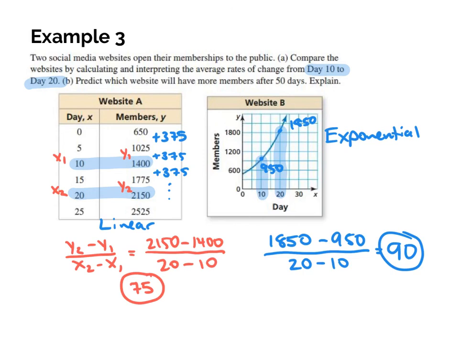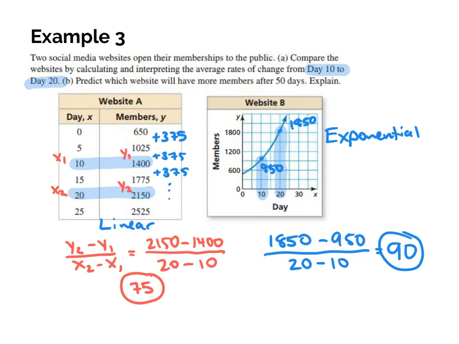Again, what do these numbers mean? 75 and 90 is representing approximately how many members they gain each day from day 10 to day 20. So for website A, they're gaining about 75 new members every day. For website B, they're gaining 90 new members every day.